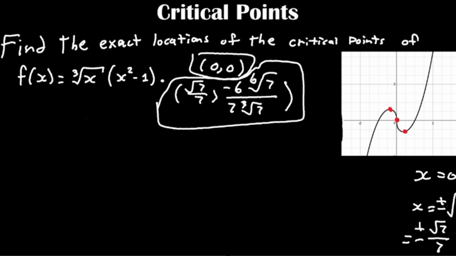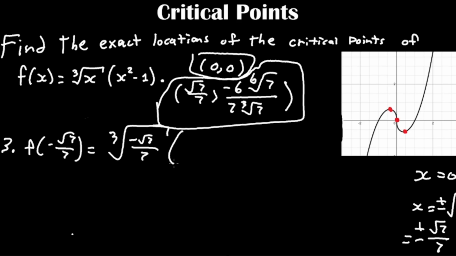All right, one more. For our third critical point, we need to plug in negative square root 7 over 7. So f of negative square root 7 over 7. Again, we're going to have the cube root of that. So the cube root of negative square root 7 over 7 times negative square root 7 over 7, whole thing squared. It's just 7 over 49 because the negative goes away. And that's 1 over 7. Subtract 1. That's negative 6 over 7.